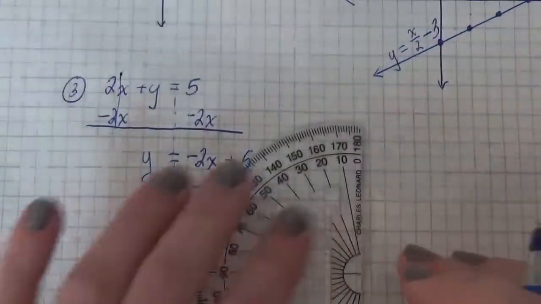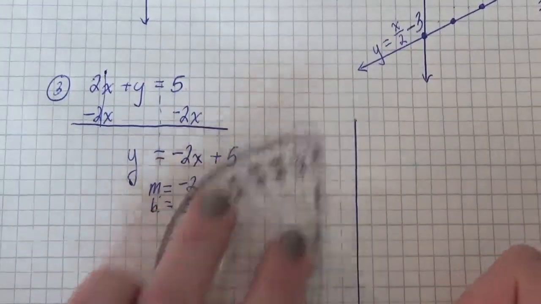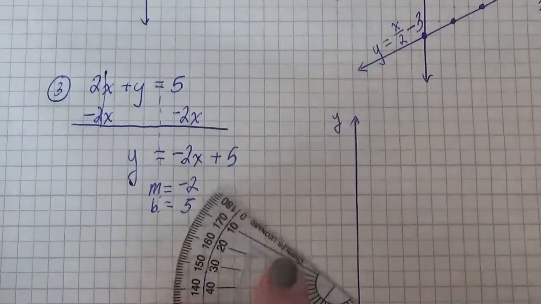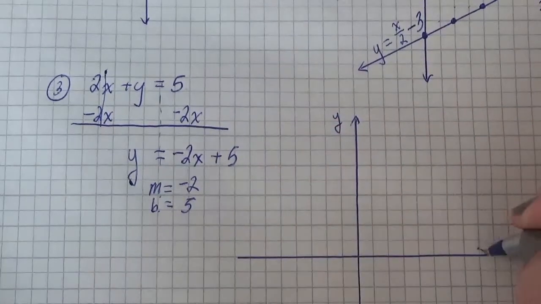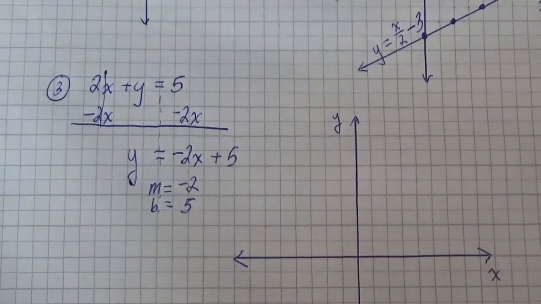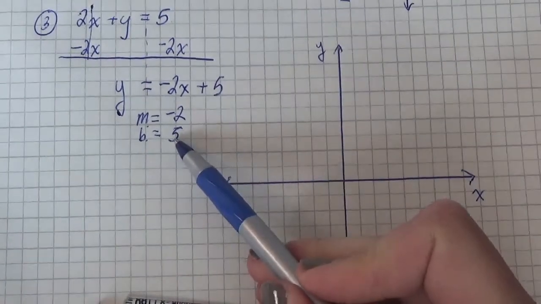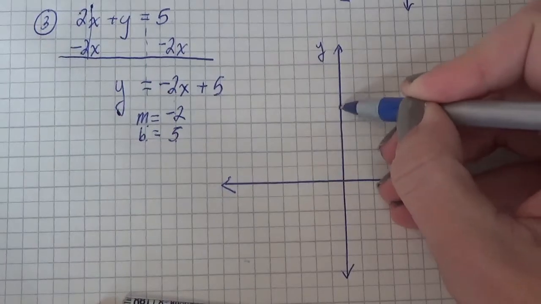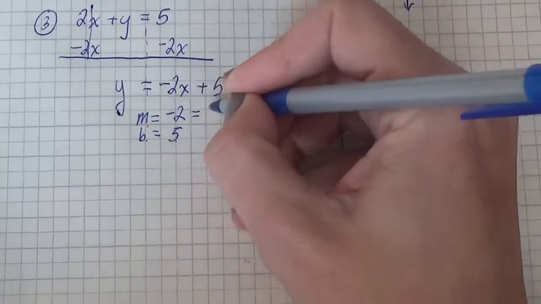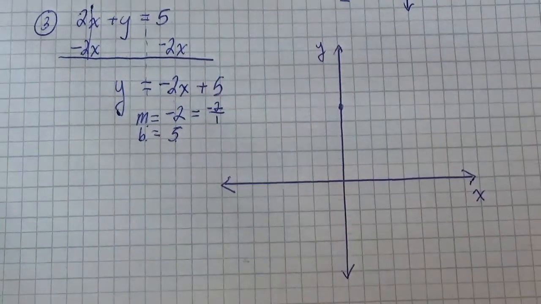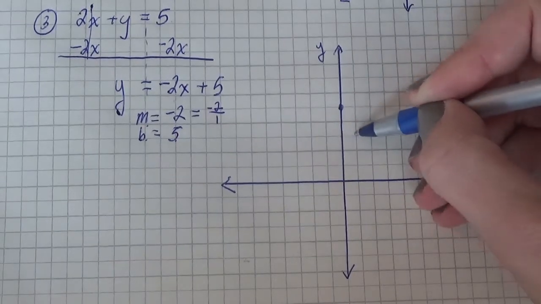So I could set up my graph. Here we go. Label it y. And here's my x. Okay, so for this one, the y-intercept is +5. 1, 2, 3, 4. That's where I'm going to start. A slope of -2. Maybe I'm going to write it like this. -2 over 1, right? That's the same. So a -2 means you go down 2 over 1.